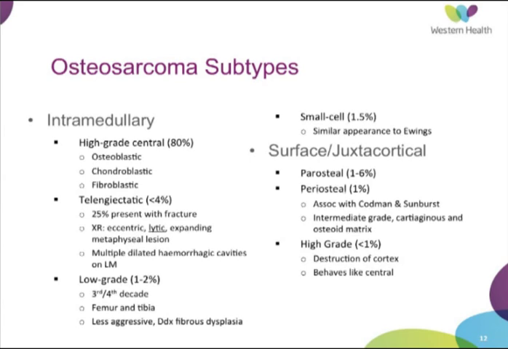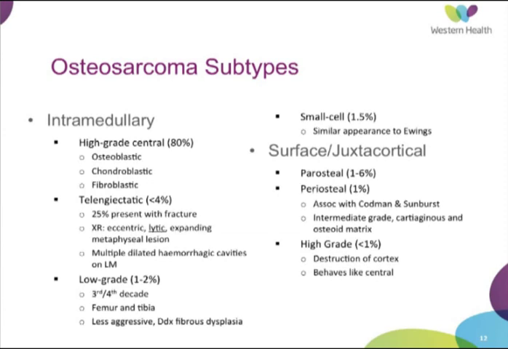which represents less than 4% of lesions, but up to a quarter present with fracture. So it's an aggressive, eccentric, very lytic lesion, and it's associated with dilated hemorrhagic cavities on microscopy. Low-grade osteosarcoma is quite rare, and it's less aggressive, and it looks a little bit like fibrous dysplasia on plain film. And small cell osteosarcoma is also quite rare, but has a similar appearance to Ewing's under microscopy.